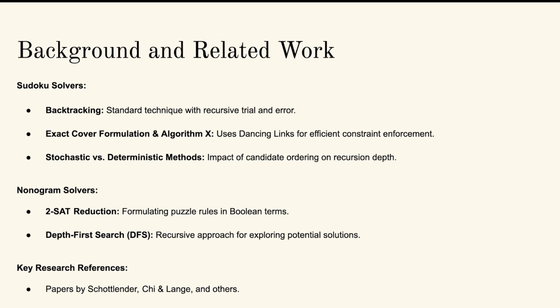One interesting point we found in the literature is that how you order your candidate numbers can make a huge difference. So whether you stick with a fixed order or use randomization for a more unpredictable approach, it can really affect your overall computation time. On the nonogram side, researchers have used depth-first search and even smart reductions to 2SAT to handle the constraints of these puzzles. These methods show us that these can be really challenging combinatorial puzzles, and it sets the stage for exploring if adding parallel processing can boost performance. We really wanted to see if multi-threading could help handle these exponential search spaces and search them more efficiently.